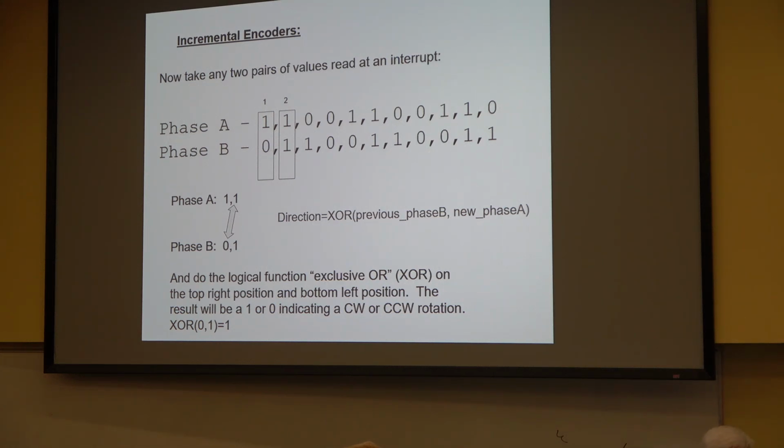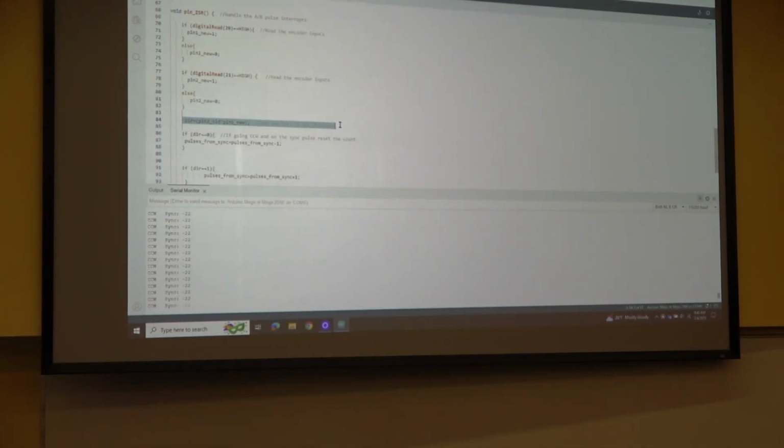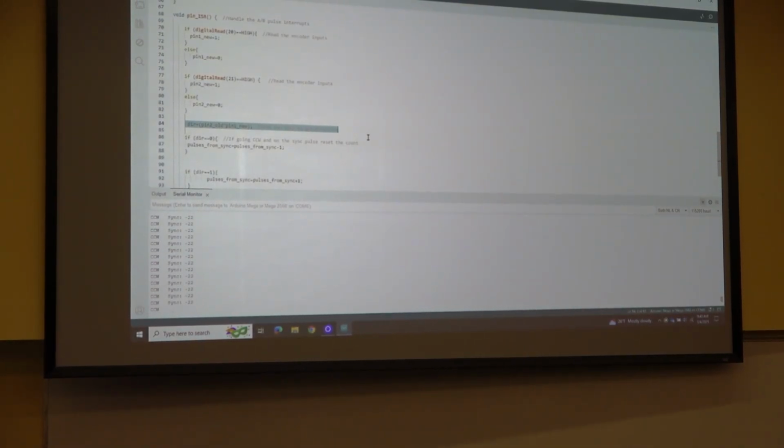And on the Arduino, it's as simple as this command right here. So what looks in Excel like an exponent function is actually exclusive OR in the Arduino C programming language.